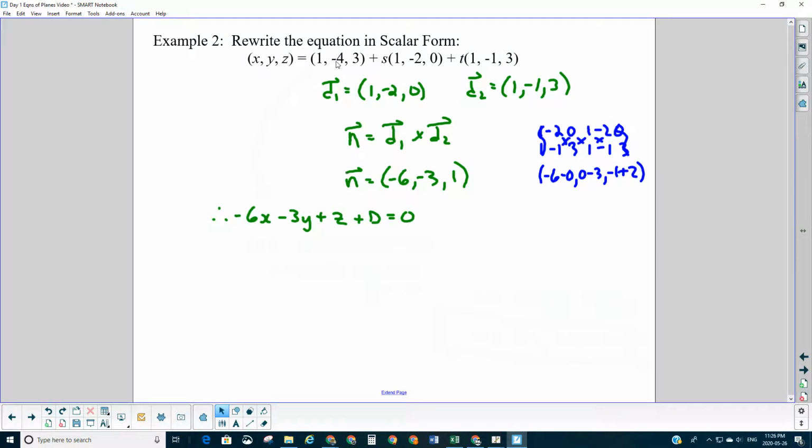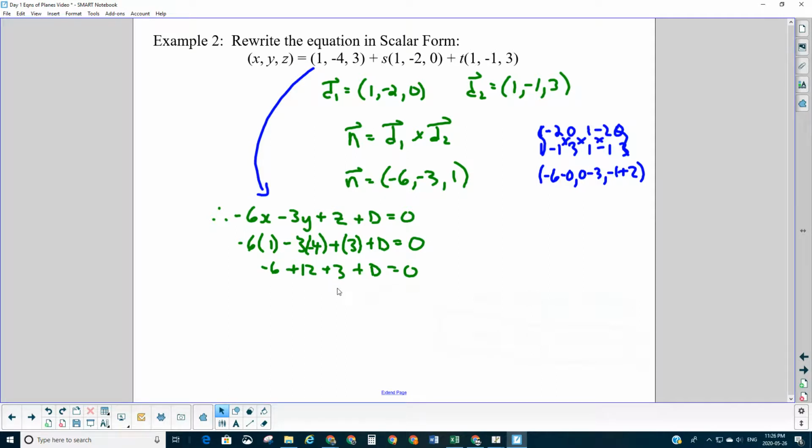No sense searching for a point. There it is right there. So I'm going to substitute it right in. The x is 1, the y is negative 4, the z is 3. Plug those in, and you'll see it's negative 7 plus 12 plus 3. So I think that's a 9. And then if you bring it over here, it becomes negative 9.